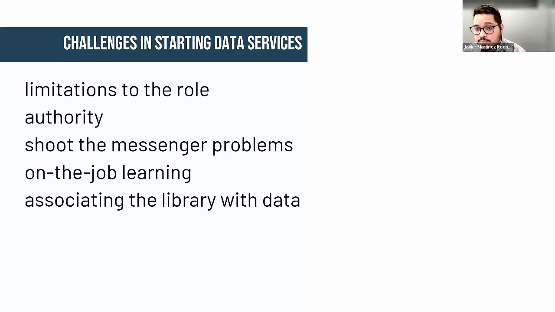There are also challenges when it comes to authority. For example, researchers may not see the librarian as an authority even when they are just communicating a policy such as the NIH data management and sharing policy. So that runs into a shoot the messenger problem. All or much of this is on-the-job learning for many librarians, even those specializing in data. So that may be a challenge, and you may also run into a challenge when it comes to getting people to associate the library with data as an ongoing task.